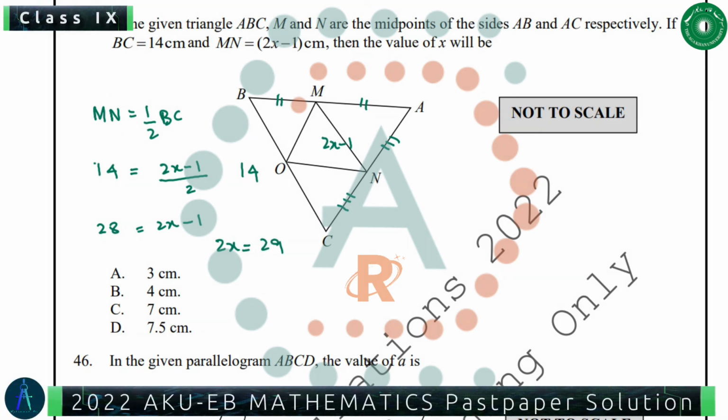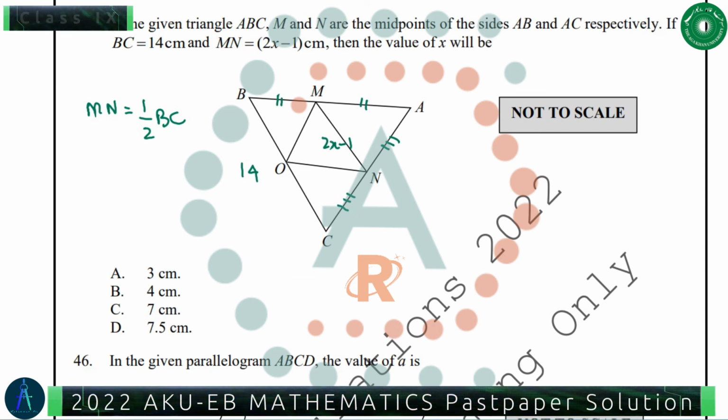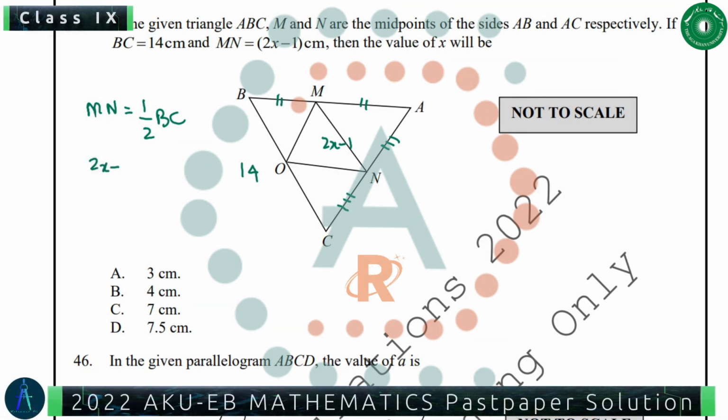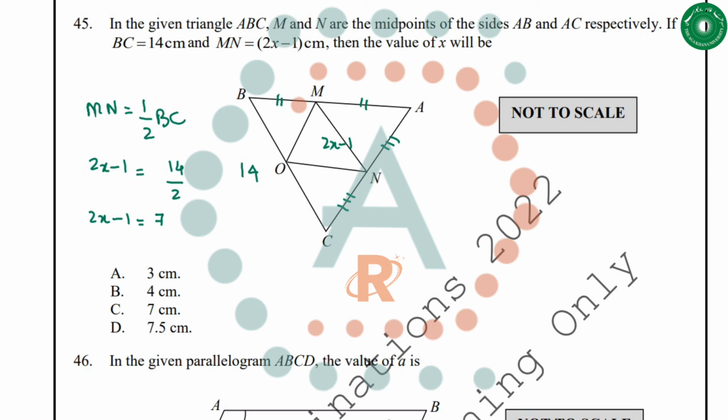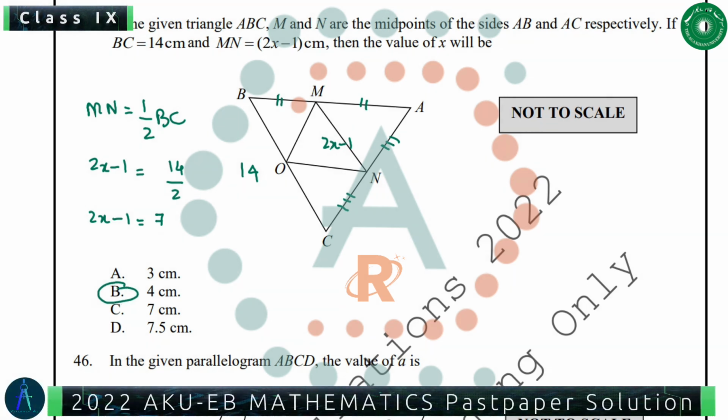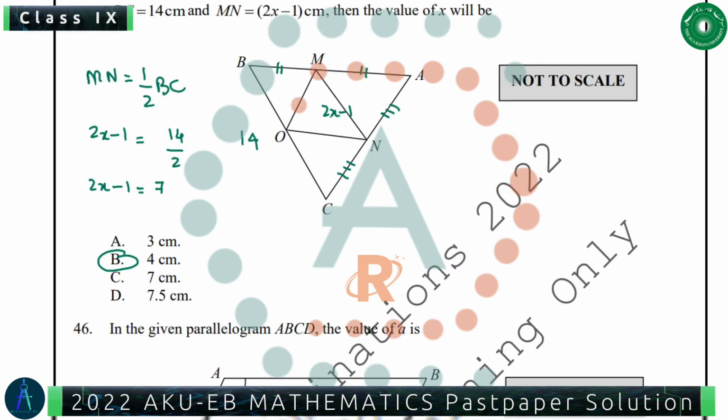29. So let me correct one thing कि जो साइड BC है वो MN का डबल होती है या फिर MN इक्वल होती है हाफ ऑफ BC. So MN की जगह हम पुट कर देते हैं 2x minus 1 and BC is 14 over 2. So 2x minus 1 is equal to 7. So x will be equal to 7 plus 1, 8 over 2, that is 4. So question number 45, option B is the right answer.